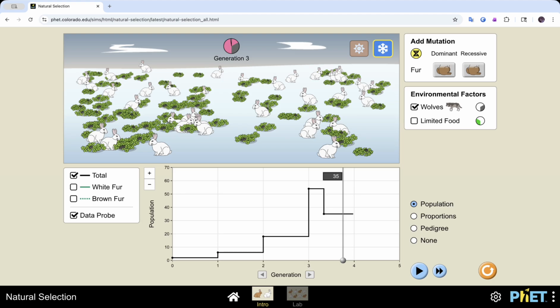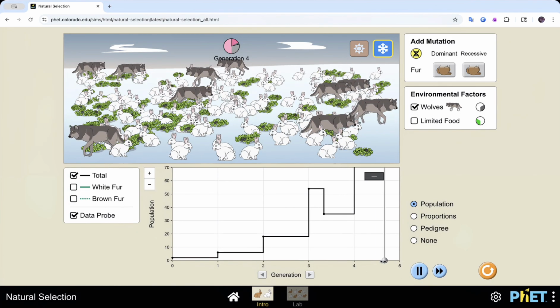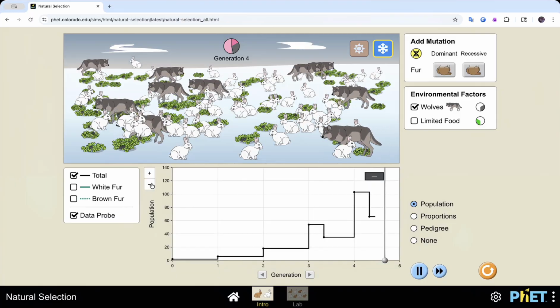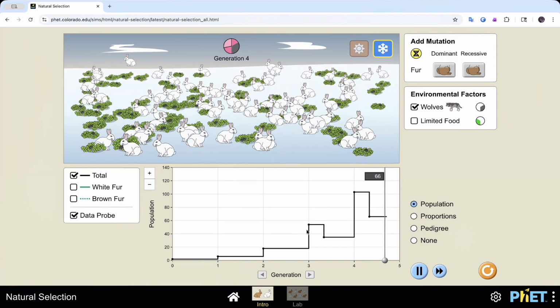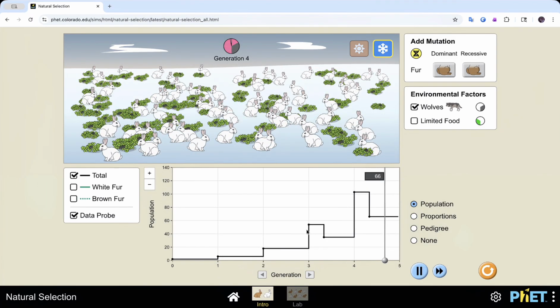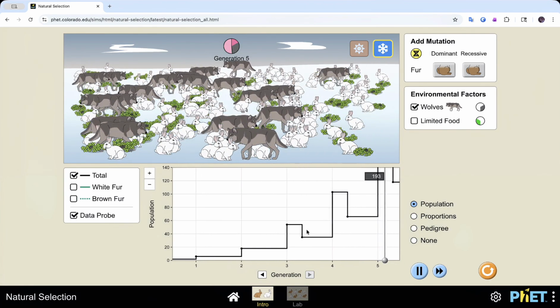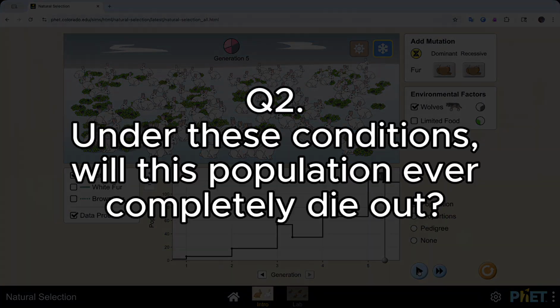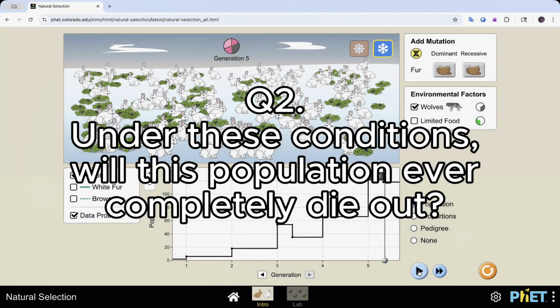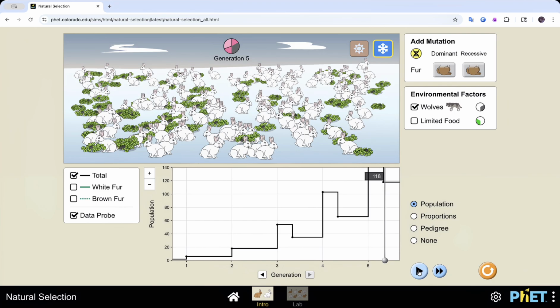Now let's watch what happens to the population. I am going to pause here so we can take a look. Here is our second question. Under these conditions, will this population ever completely die out? Take a look at the population graph. You can see that even with wolves present, the population keeps trending upward over time. So the answer is no.